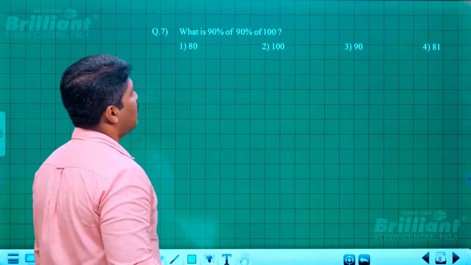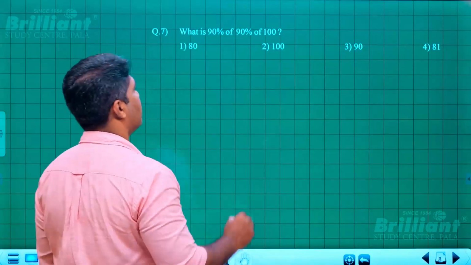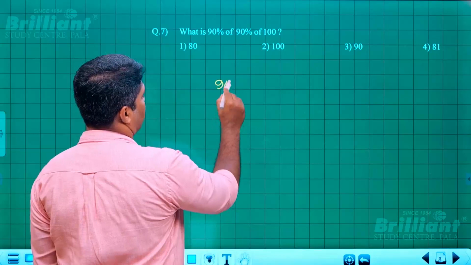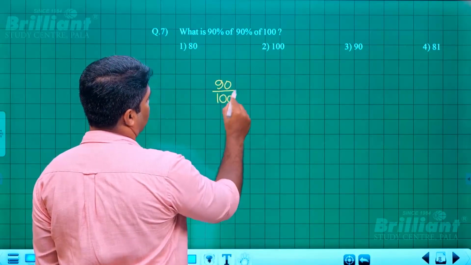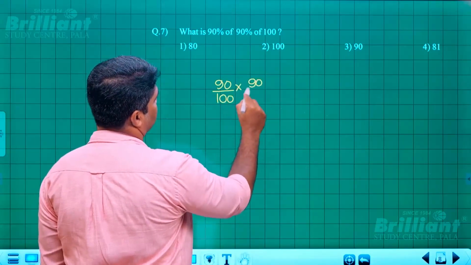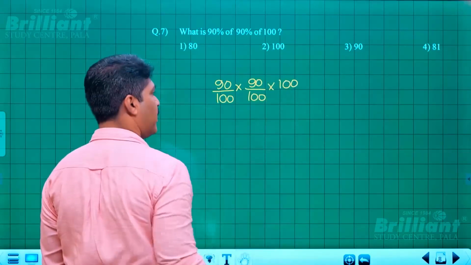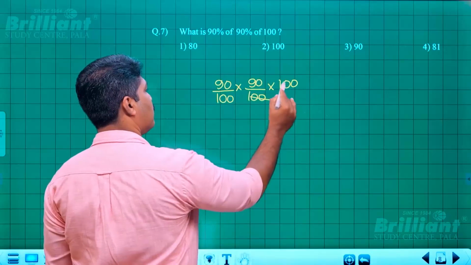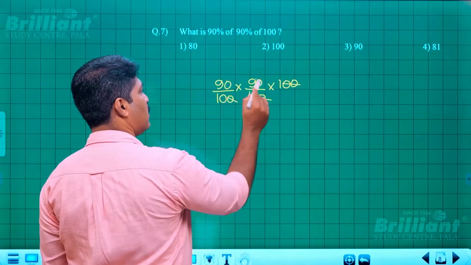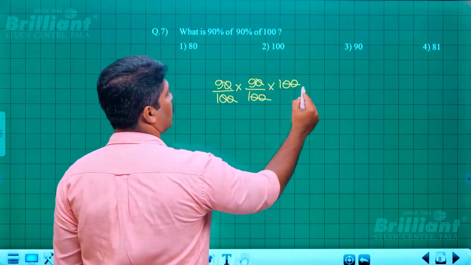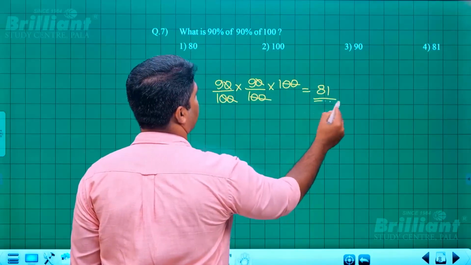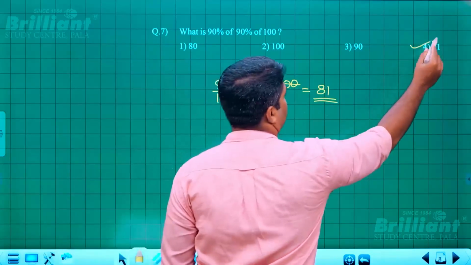Next question. What is 90% of 90% of 100? 90% means 90 by 100. 90%, that is another 90 by 100 of 100. What happened? Here you can cancel these two zeros. So finally it will become 9 into 9. So that is 81. Clear?